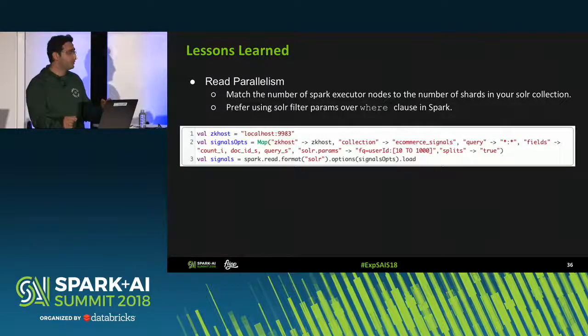Secondly, you can use Solr predicates instead of SQL predicates to filter your data within Solr. So you can use the Solr params argument within Spark and specify the filters that you want in order to filter your data and get a smaller subset of the data that you want to, let's say, process or return.